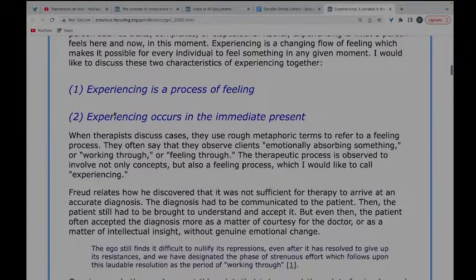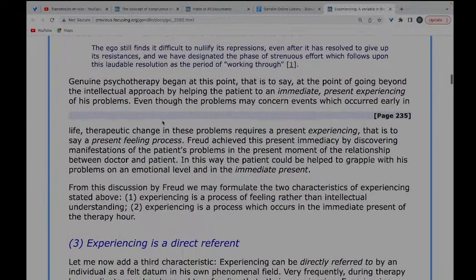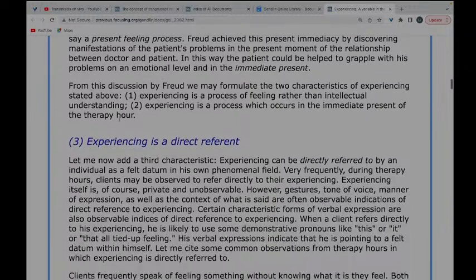Okay, so we had 1, the experiencing process. I read that already. This was weird. I don't know what's going on, if there's supposed to be body text there, but experiencing is a process of feeling. 2, experiencing occurs in the immediate present. Yeah, I read all that. Okay, I read down to here.